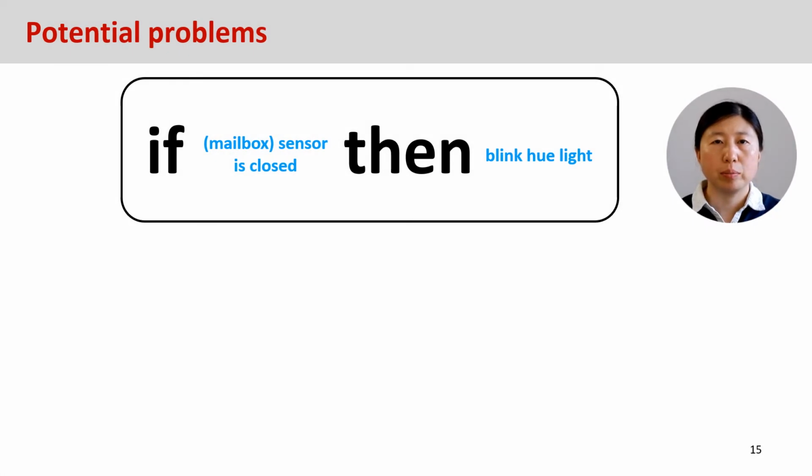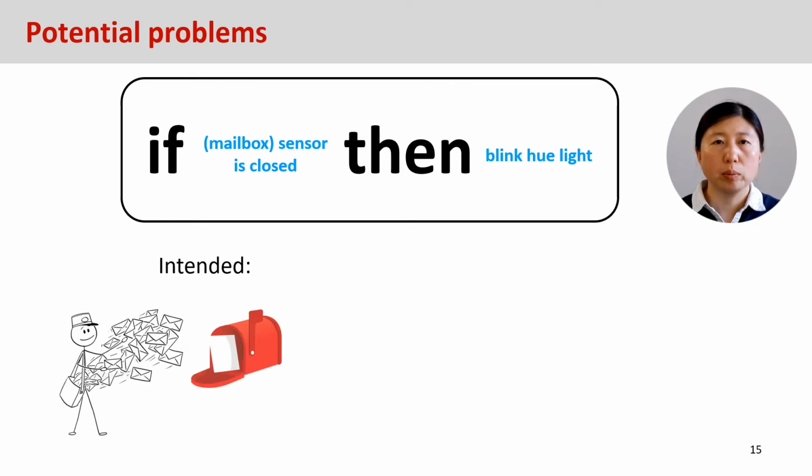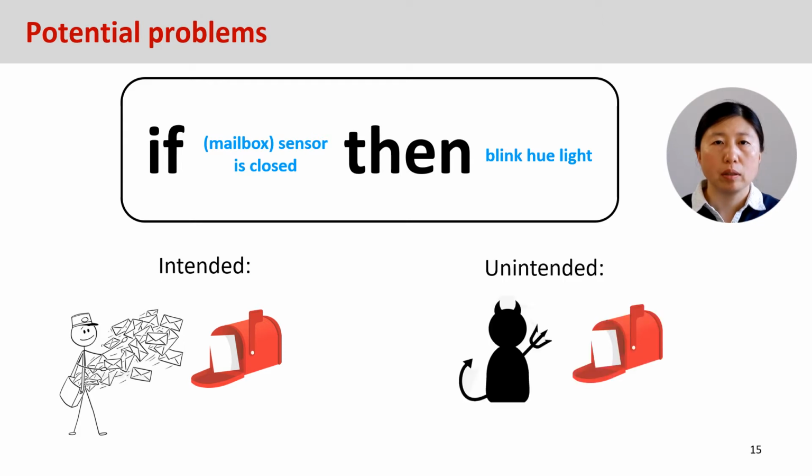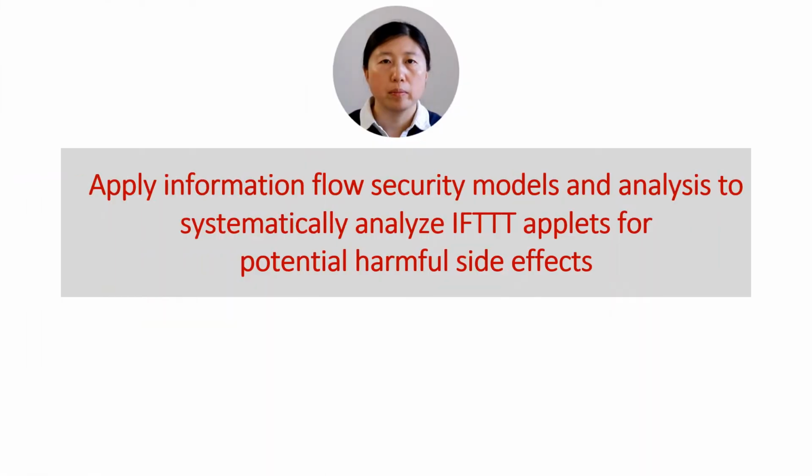Here's another example. We have seen this one before. If my mailbox sensor is closed, then blink my Hue light. The intended use is that I want to be informed of my mail. The unintended use is that a neighbor's kid can stop by and fiddle with my mailbox, and I will be very bothered by the blinking lights. So the first example demonstrated some secrecy problems, and the second example demonstrated integrity problems.